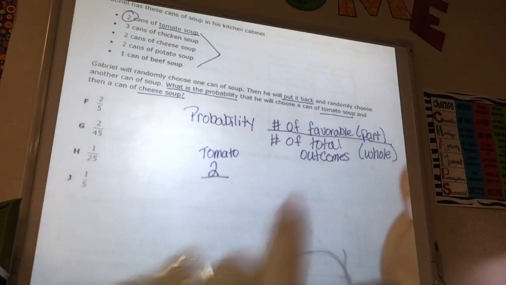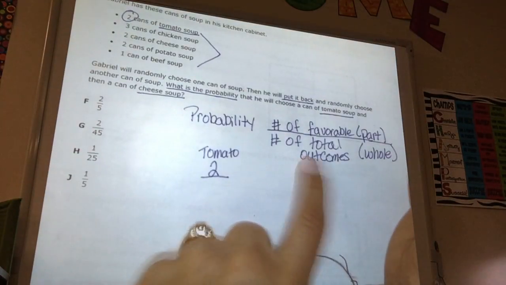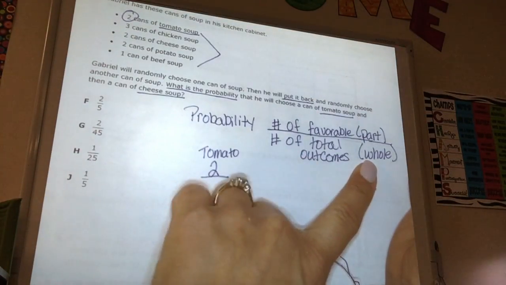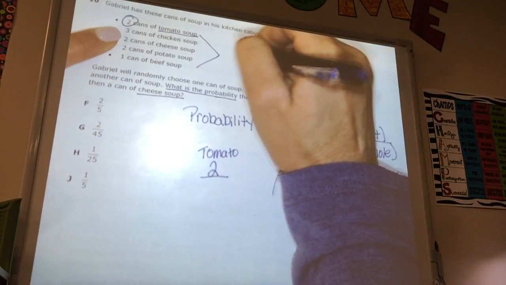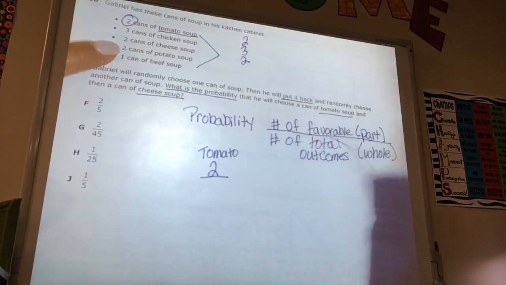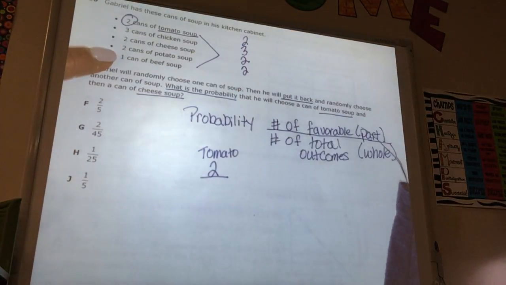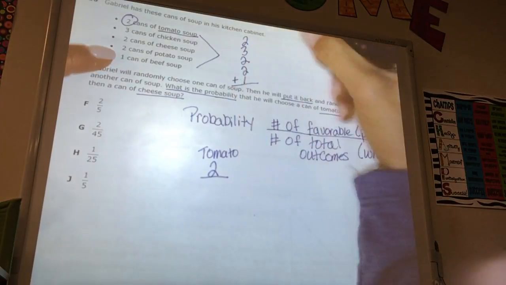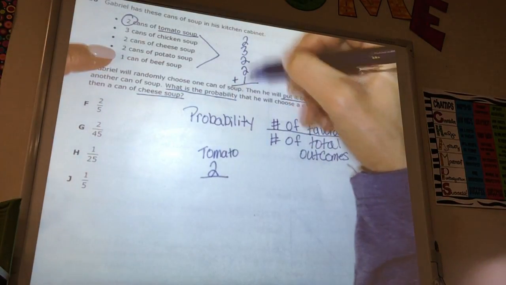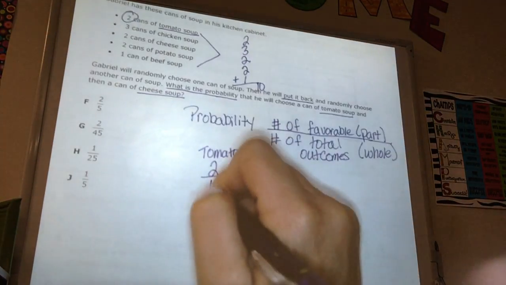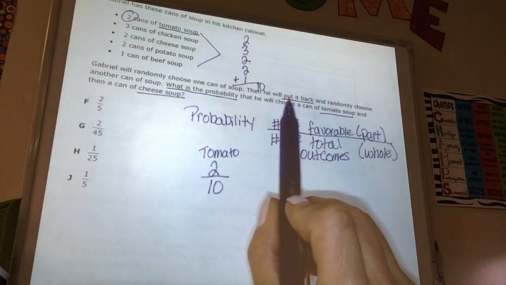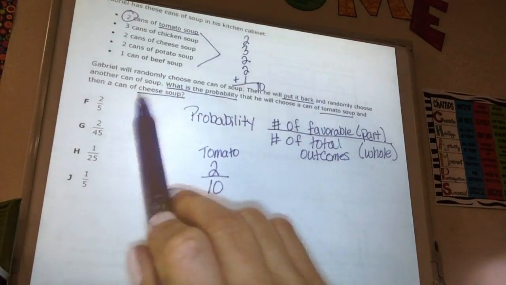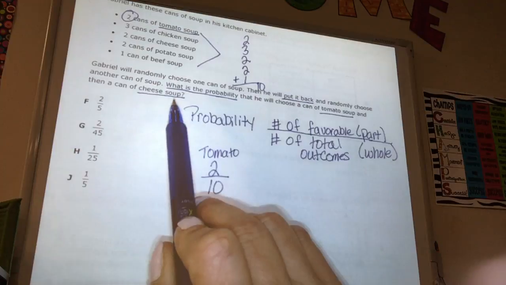So we need to figure out what our total number of outcomes is going to be, or what the whole is going to be. And if we go up here, we can add the 2 cans of tomato, 3 cans of chicken, 2 cans of cheese, 2 cans of potato, and 1 can of beef. If we add this all together, we get 2, 5, 6, 7, 8, 9, 10. So out of 10 would be our total outcomes. Then he puts it back. And then we want to see what the probability is that he gets cheese soup.